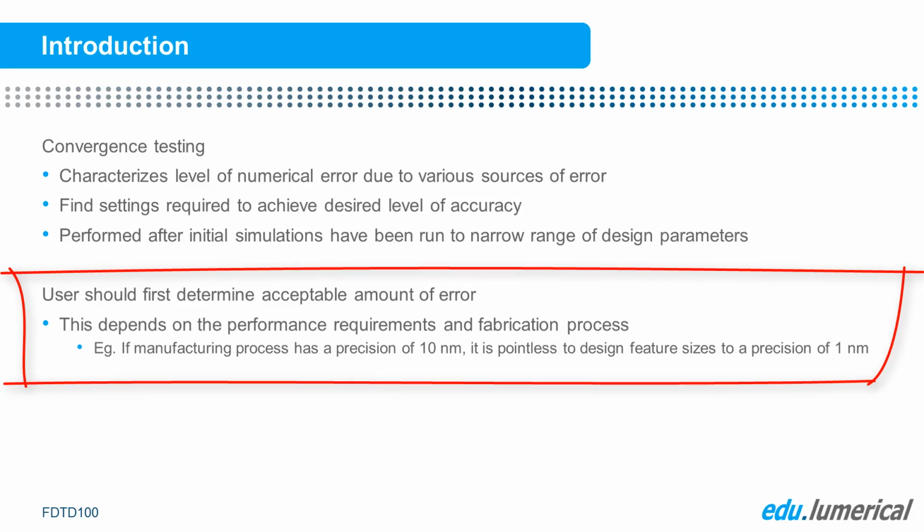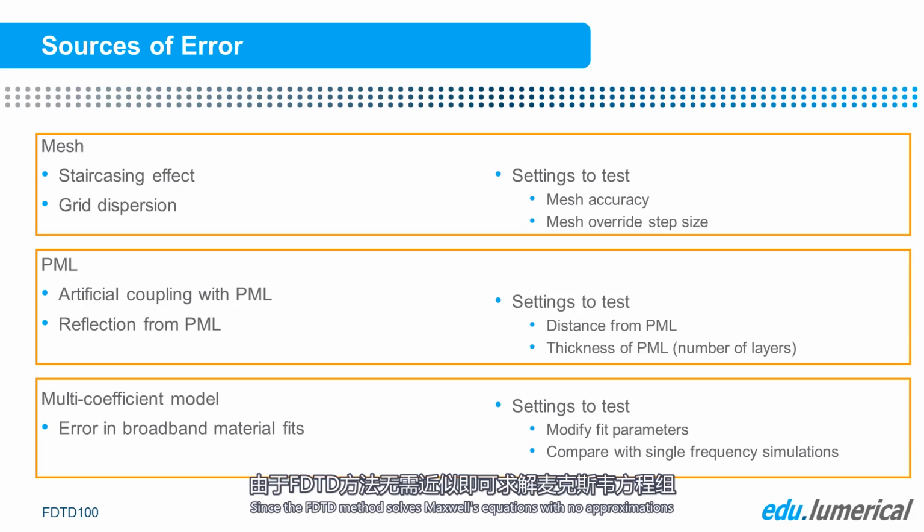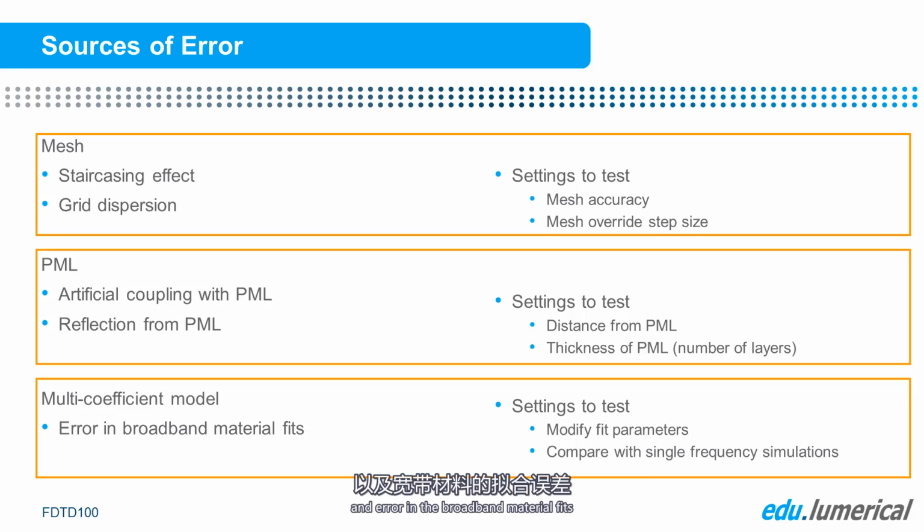Since the FDTD method solves Maxwell's equations with no approximations, the main sources of error from FDTD simulations come from the numerical error due to the discretization of space and time, use of artificial PML absorbing boundaries, and error in the broadband material fits.